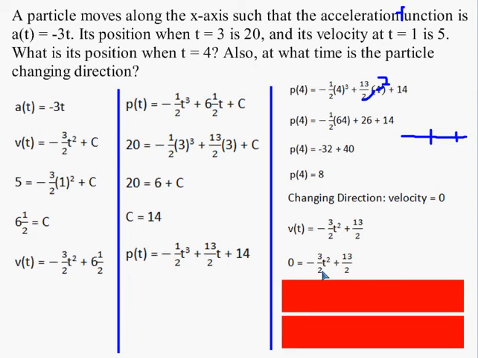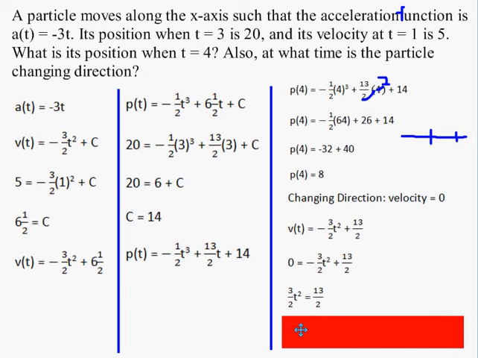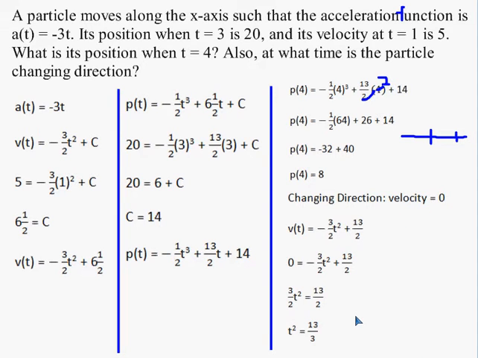We can add 3 halves t squared to both sides. Multiplying by 2/3 will help us solve that. And that would give us 13/3. Take the square root of that, and you would get the square root of 13 over 3, which I obviously didn't put on there. So time would be square root of 13 over 3. You could rationalize the denominator, and that would be square root 13 over 3.